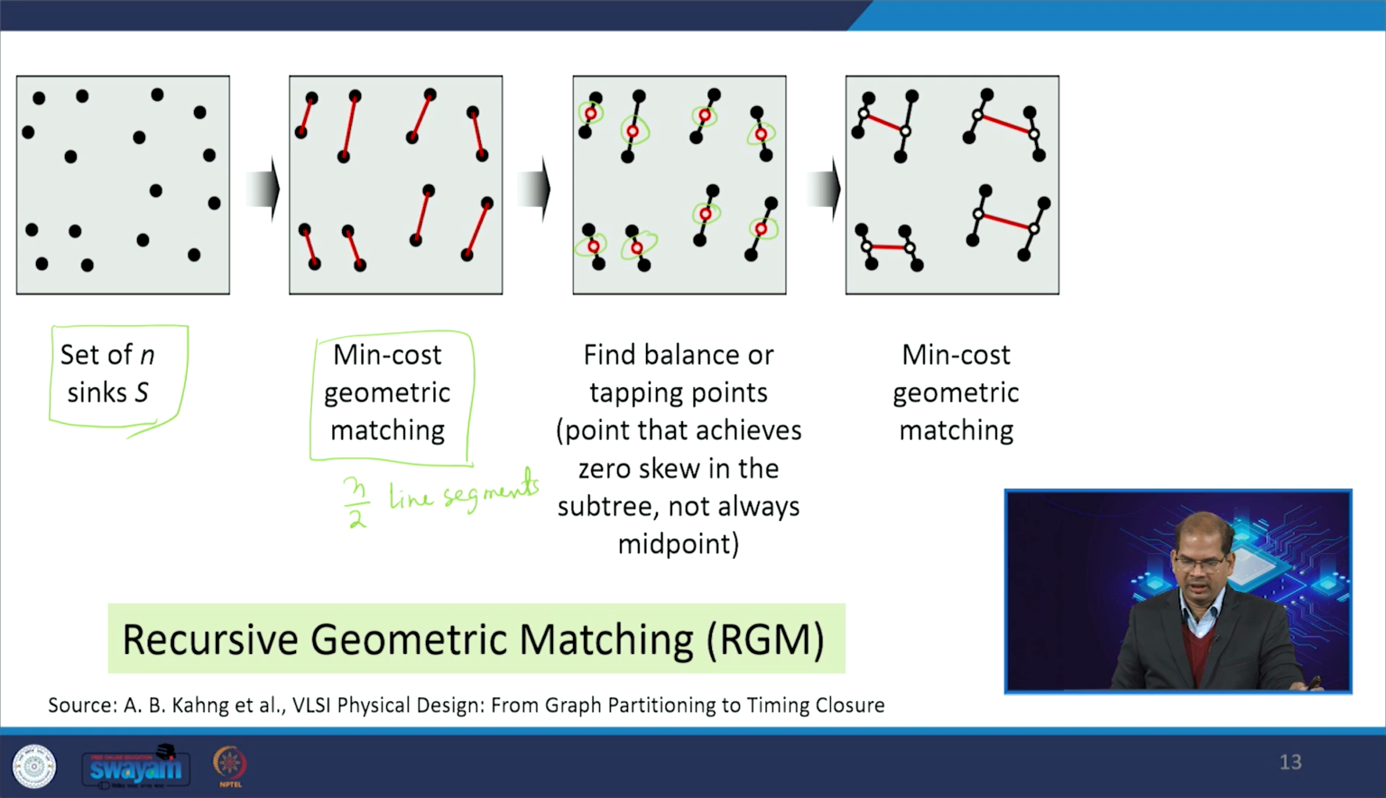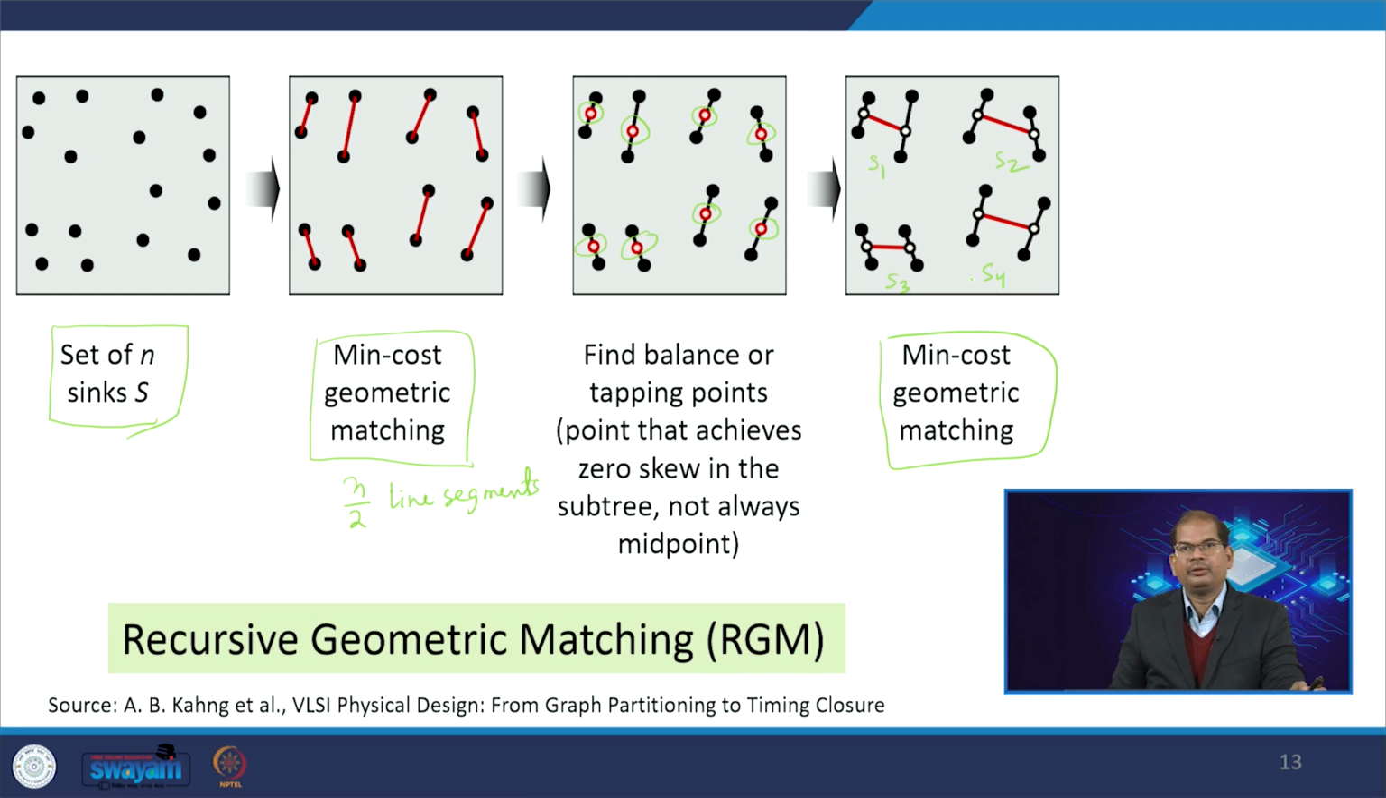Now, what I am doing here is connecting the nearby tapping points and creating a tree quite similar to an H tree, but it is not exactly an H tree. So, this is the minimum cost geometric matching possible. Then these are the subtrees. Let us say this is the S1 subtree, this is the S2 subtree, S3 subtree, S4 subtree.